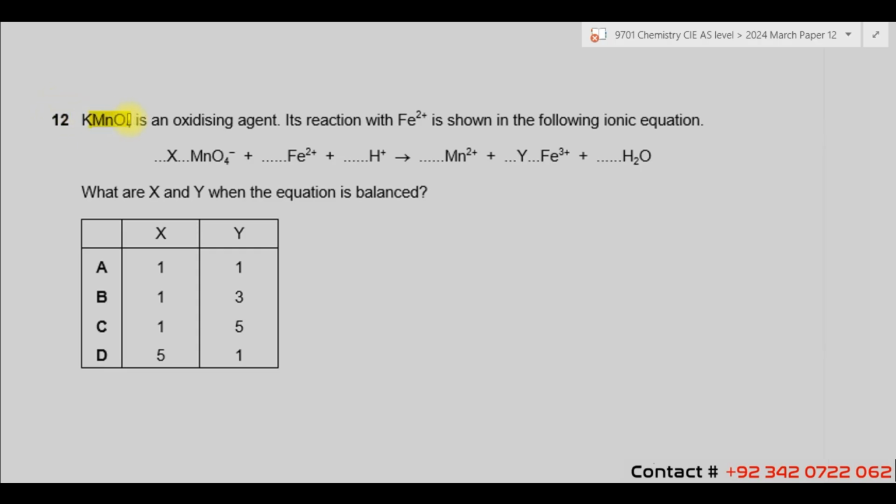Question 12. KMnO4 is an oxidizing agent. Its reaction with iron 2 plus is shown in the following ionic equation. What are X and Y when the equation is balanced? Let's see, we have MnO4 negative and we have Mn 2 positive. We have iron 2 positive and iron 3 positive.